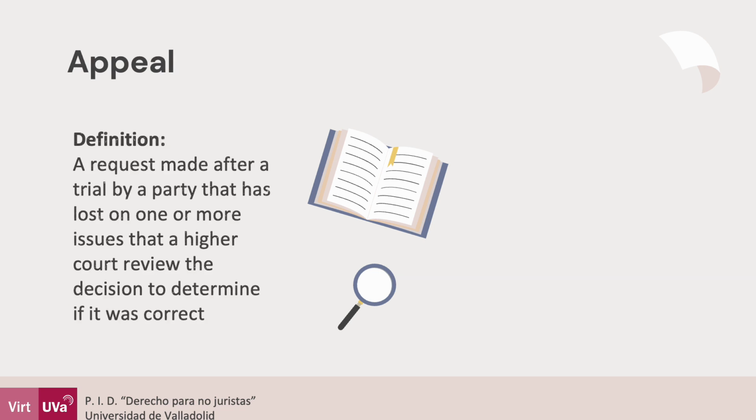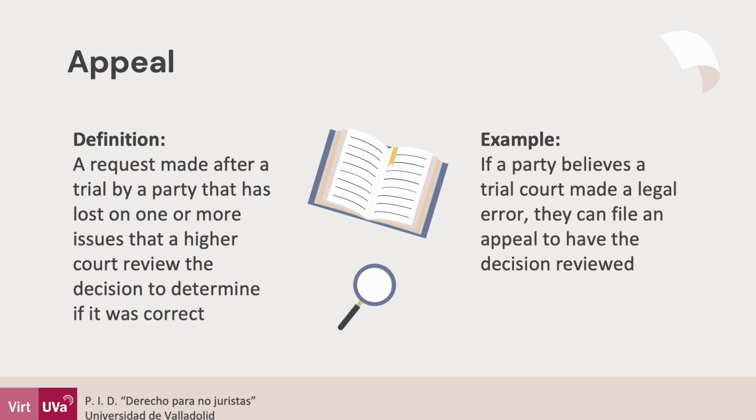Appeal. An appeal is a request made to a higher court to review and change the decision of a lower court. This is a critical part of the legal process that ensures fairness and accuracy in the judicial system. For instance, if a party believes a trial court made a legal error, they can file an appeal to have the decision reviewed.